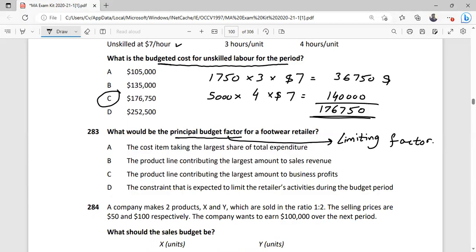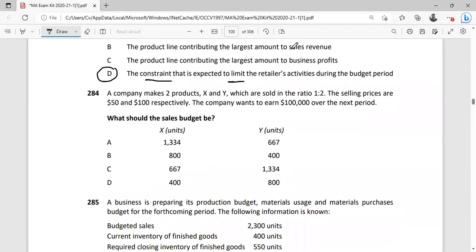The cost item taking the largest share of the total expenditure, it is not the principal budget factor. Product line contributing the largest amount to sales revenue, no. Product line contributing the largest amount to business profit, no. The constraint, the limiting factor, that is expected to limit the retailer's activity during the budget period, this is called the principal budget factor or limiting factor.